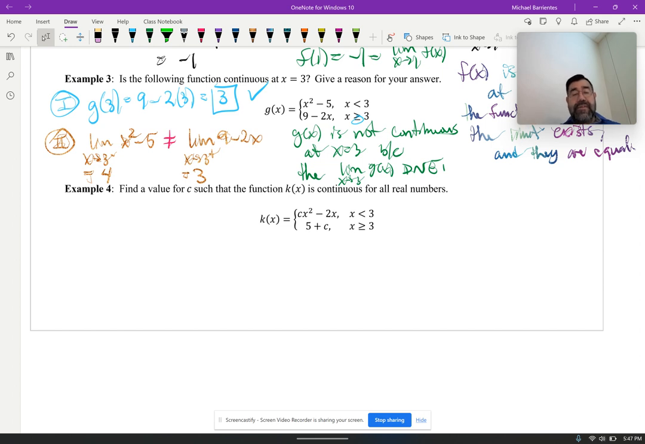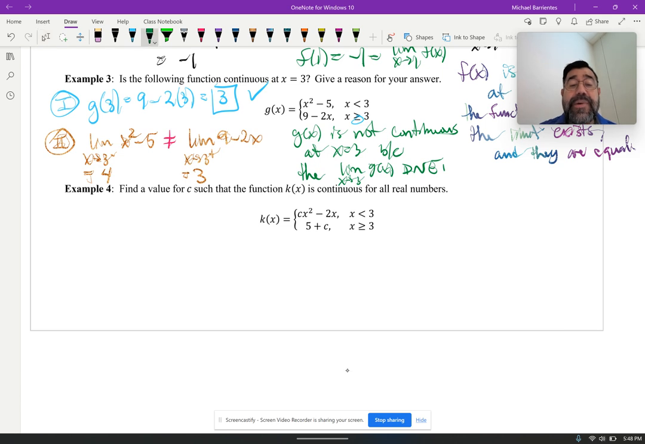Okay. So knowing what continuity requires, those 3 conditions, can we build a function in order for it to be continuous? And so I look at example 4 and it says, can we find a value for c such that the function k of x, which is a piecewise function, is continuous for all real numbers? So now it's not just wanting me to find continuity at a specific x value. It wants me to make sure it's continuous everywhere.